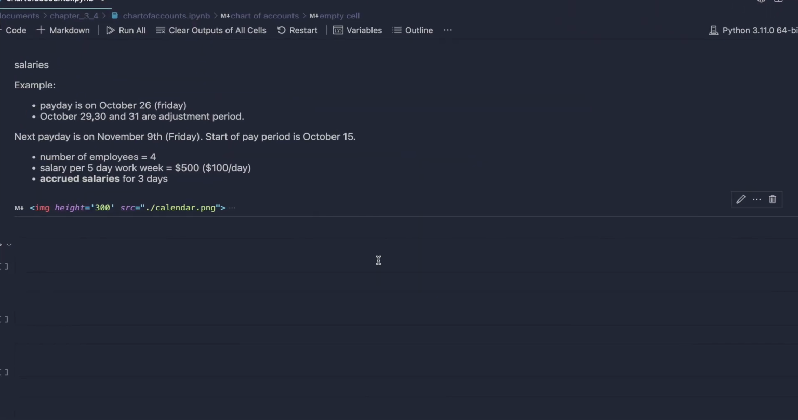In this example of salaries, the accrued salary is 3 days. Payday is on October 26th, a Friday. October 29th, 30th, and 31st are the adjustment period. Next payday is on November 9th, a Friday. Start of pay period is October 15th. Number of employees is 4. Salary per 5-day work week is $500 or $100 a day. We need to find the accrued salaries for 3 days.